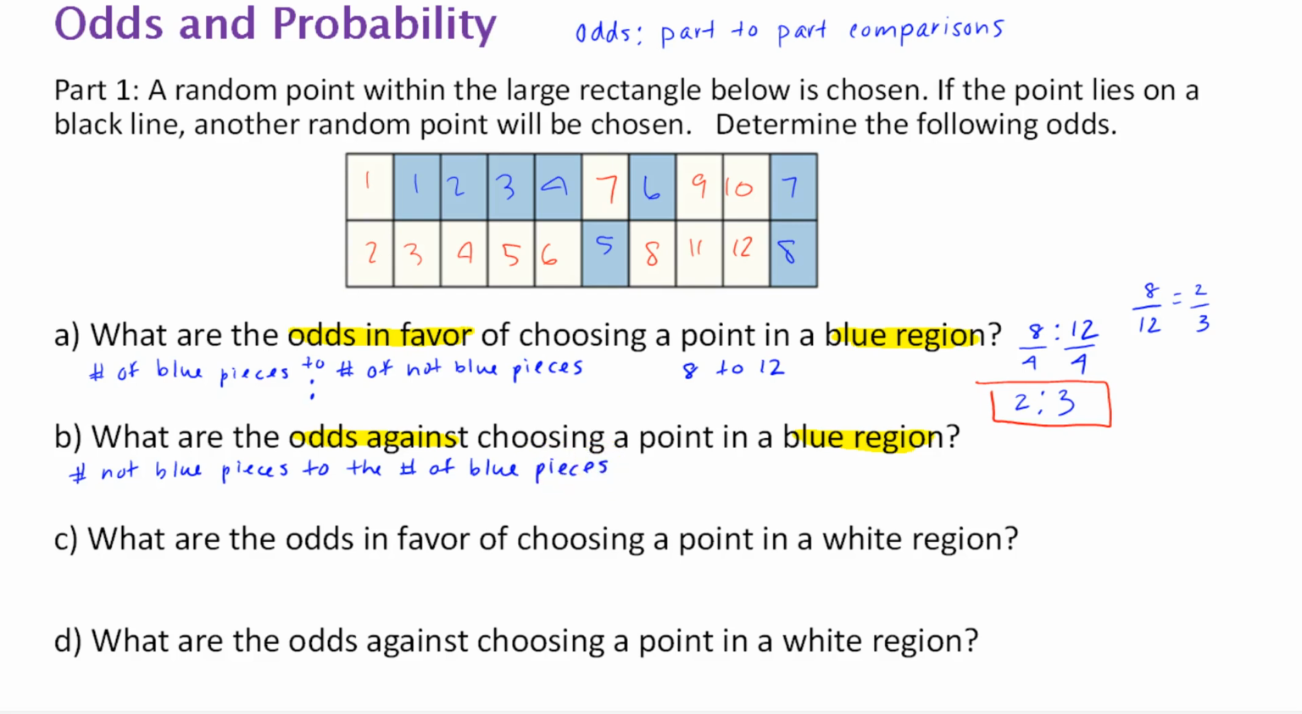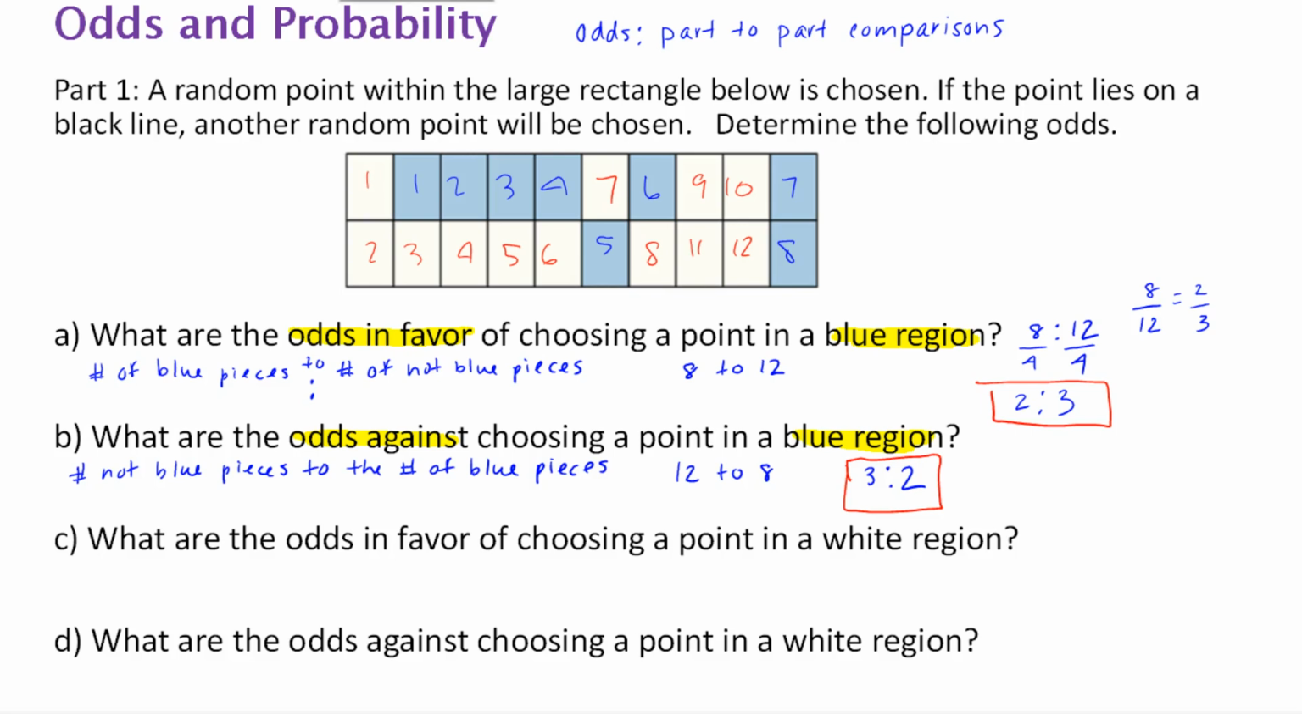Now notice this is just the reverse of our last answer, because the number of not blue pieces is 12, and we have 12 to 8. The simplified ratio, dividing by 4, would be 3 to 2. So if we did this many, many times, the odds against choosing a point in the blue region are 3 to 2, meaning for every 3 times we don't get a blue piece, 2 times we do get a blue piece. Notice how these are connected. It's just a different way of arranging the order.